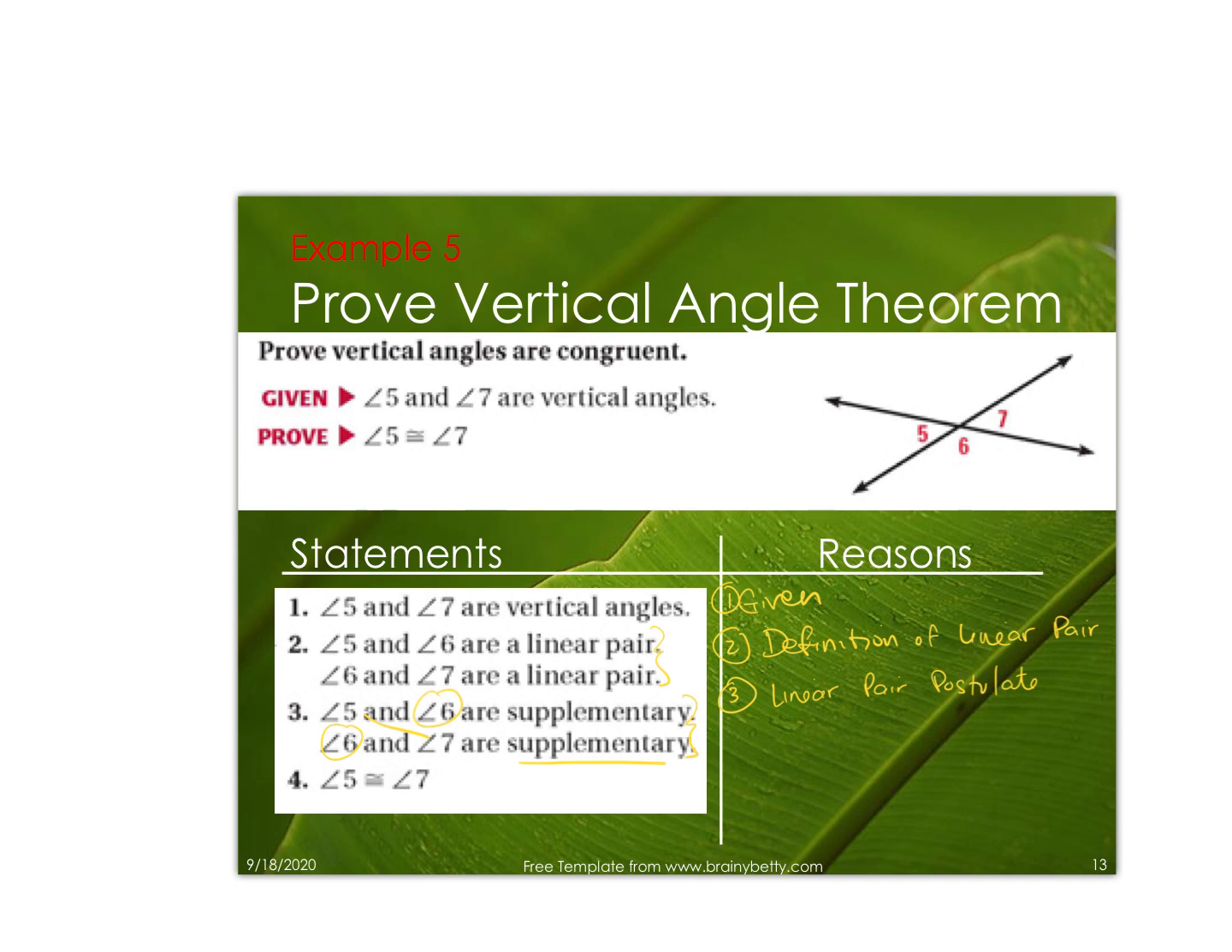So once we know that 5 and 7 are both supplementary to angle 6 in step 3, then we can say that 5 and 7 are congruent using the congruent supplements theorem. And again, we've got to get these names right: the congruent supplements theorem. So we don't have to prove the in-between steps between 3 and 4 that we proved a few slides back.